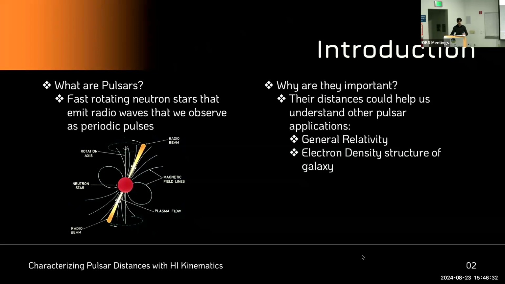Well, distance measurements can help us with other pulsar applications, such as testing general relativity theories with pulsar binary systems, and also developing an electron density model of the galaxy to help us study the ISM a little bit more.